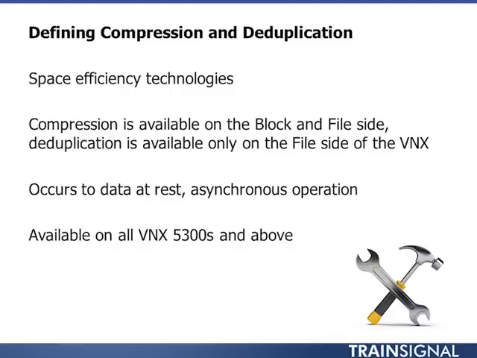This could impede the performance if that data is compressed and it has to decompress it as part of an operation that a host is trying to access that data, or even deduplication. If you are accessing data that's been deduped or compressed, it could be a bit of a delay. So you do want to make sure that this is occurring on data that is at rest and not frequently utilized. It is an asynchronous operation. It's only available on the 5300s and above, so it's not available on the 5100.